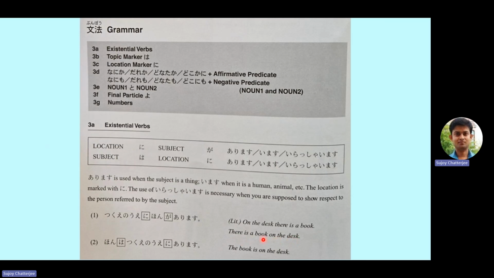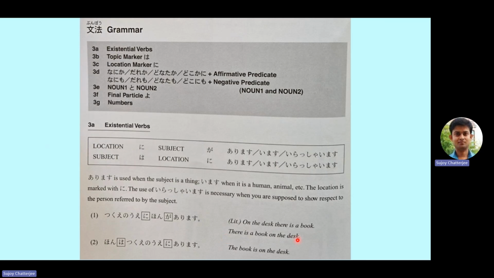The book is more focused here. Sorry, there is a book on the desk. So the emphasis is on the book, that there is a book on the table. Because we didn't know what was there on the table, when you are saying such things, the thing that is new will have more emphasis.